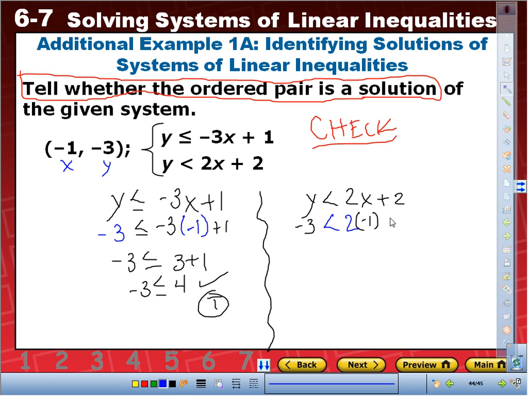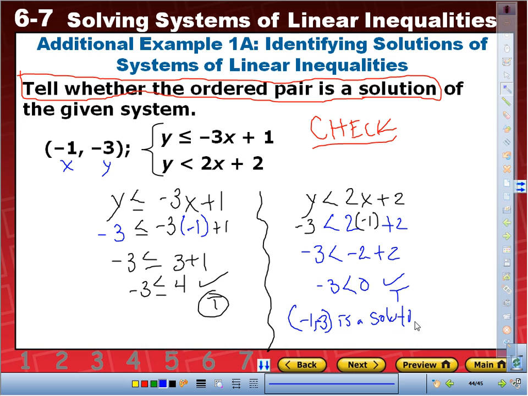Less than 2x plus 2. Negative 3 less than, what is 2 times negative 1? That's negative 2, plus 2. Negative 3 is less than 0. Is that true? Yes, that's true. Therefore, you need to write that (-1, -3) is a solution to the system.